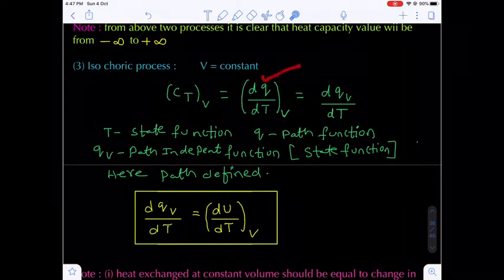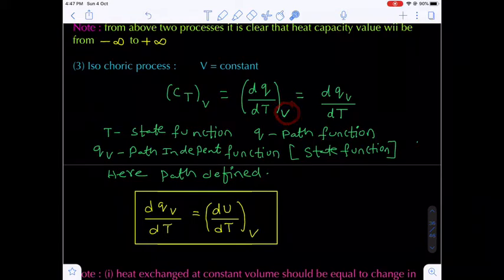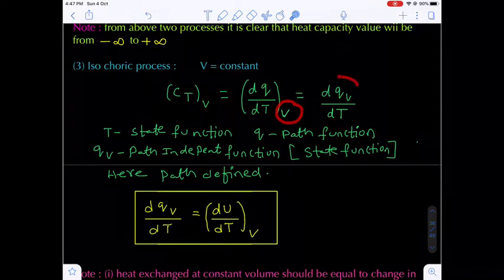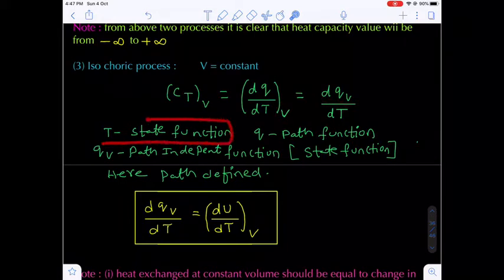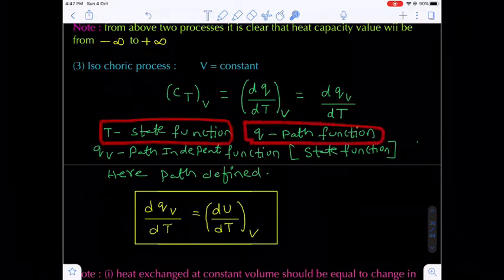So that's why now q is a path function. So we have to specify the path. That means in which path the process is occurring. Here the path is constant volume. That's why we are writing here dqv. What is the T? Temperature is a state function? Yes. Do you know Q, that is heat, is a path function? Yes.